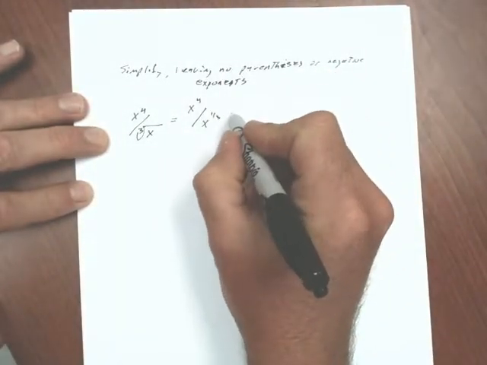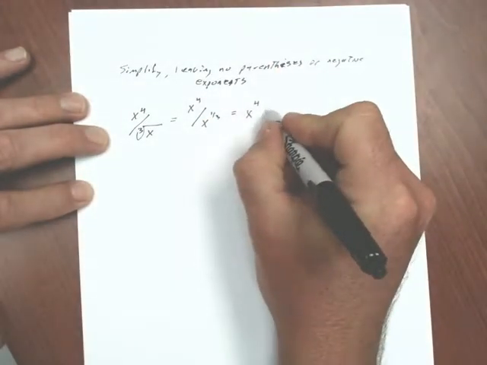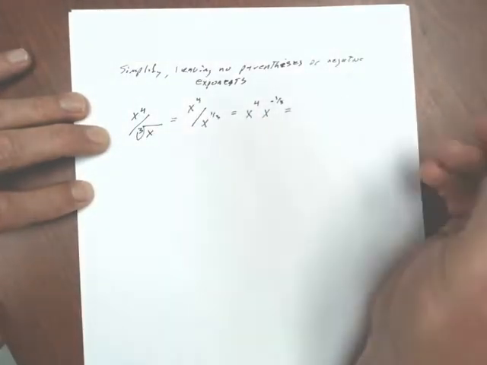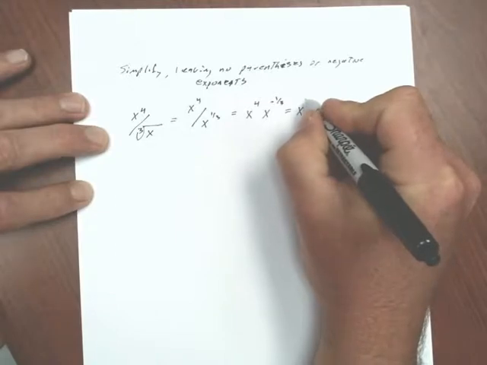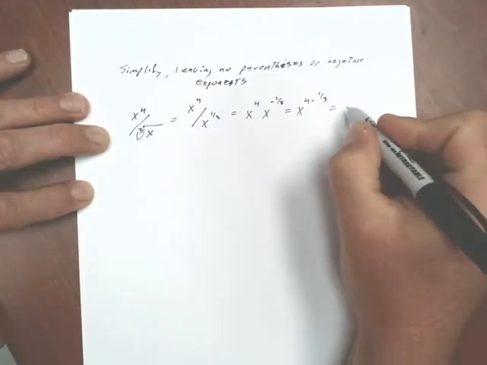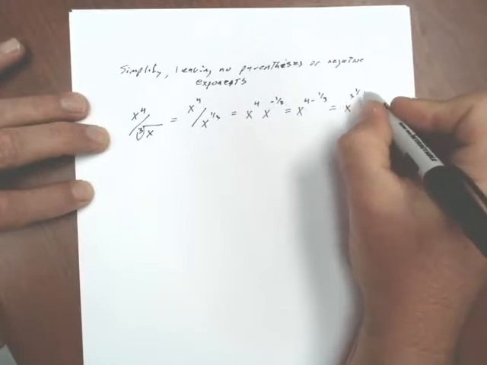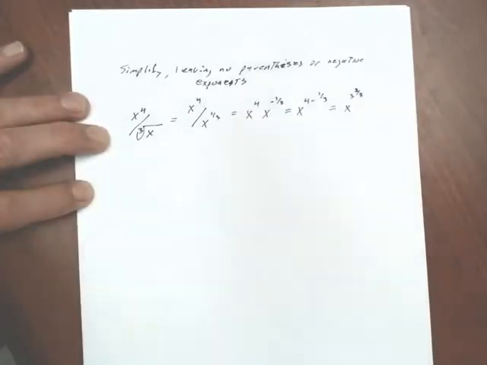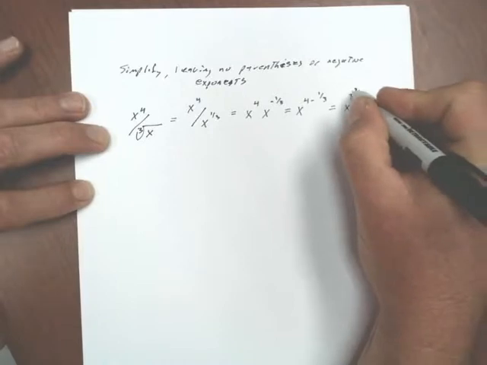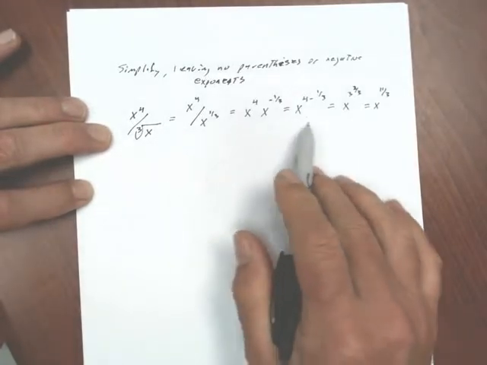Step two would be rewriting this as x to the fourth times x to the negative 1/3. Using the rules of exponents again, that would simplify to x to the fourth minus 1/3. And finally the simplified expression would be x to the 3 and 2/3. That can also be written, if you like, it's not necessary, as x to the 11/3. Again, this is using the rules of exponents.